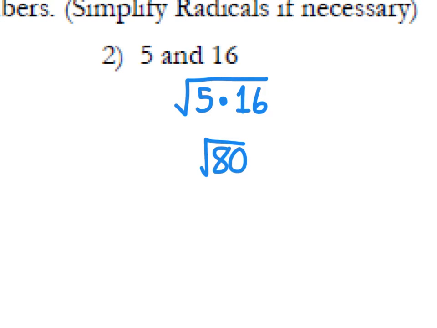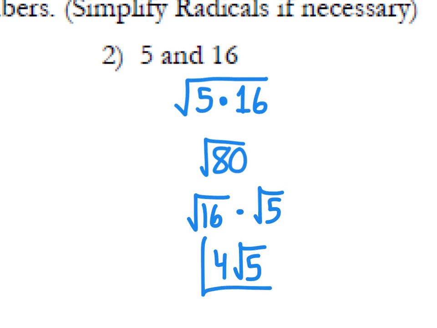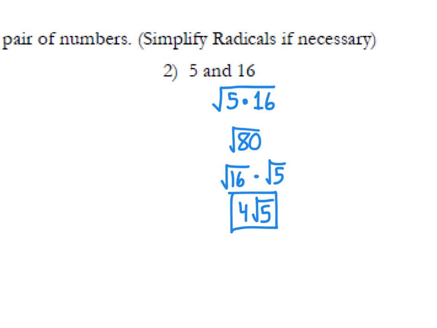So example number 2 is pretty good here. So I do 5 times 16. Now this one I actually ended up multiplying by a perfect square, so it probably would have just been easier to call this 4 root 5. So for the purposes of the homework and the quizzes and the tests, all we want this in is the form of a simplified radical.